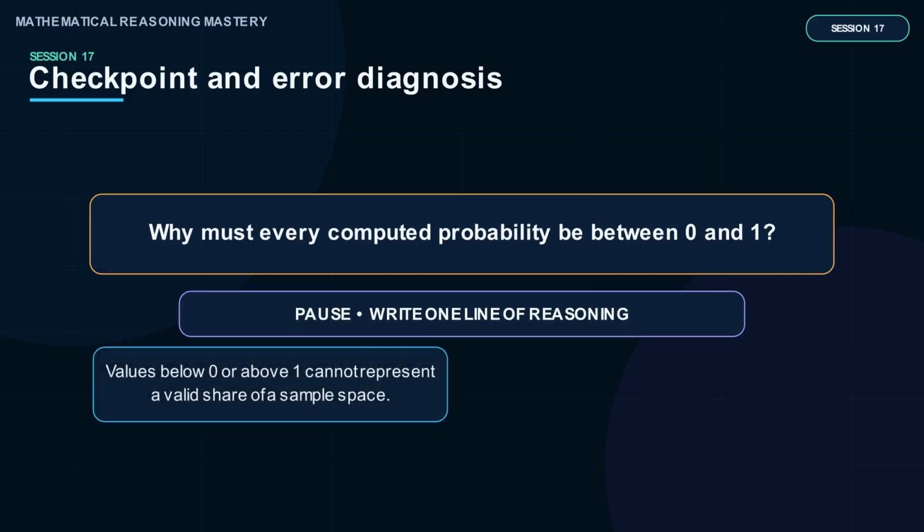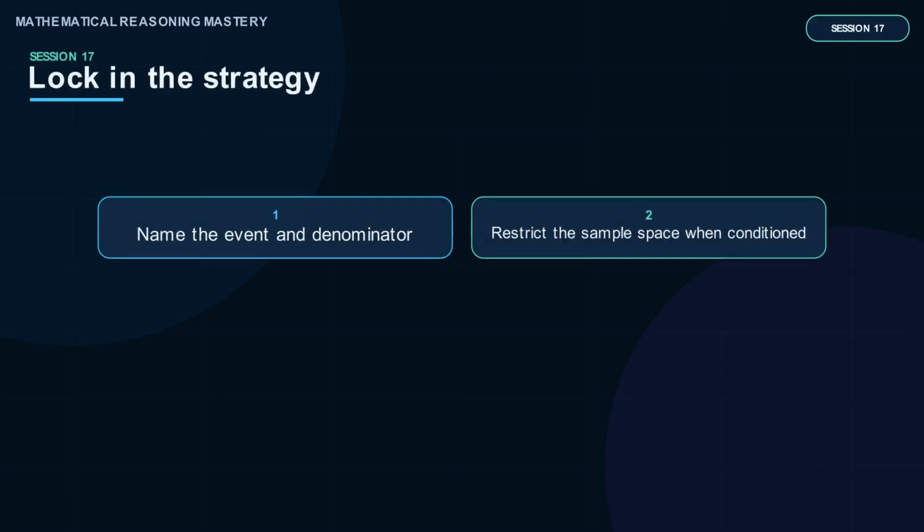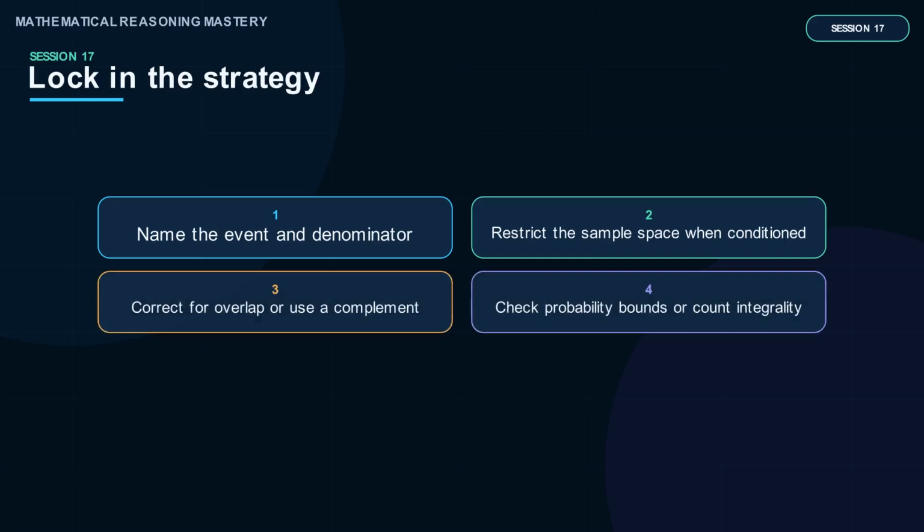Focused hint. Values below 0 or above 1 cannot represent a valid share of a sample space. Use the hint to repair the setup, then finish the reasoning yourself. The accepted answer is that probability represents a fraction of possible outcomes. Explain why it works, and name the earliest line that would reveal a likely error. The central message is to define the correct sample space. Combine that with the discipline to apply conditional and addition rules. Finish by remembering to decide whether order matters.